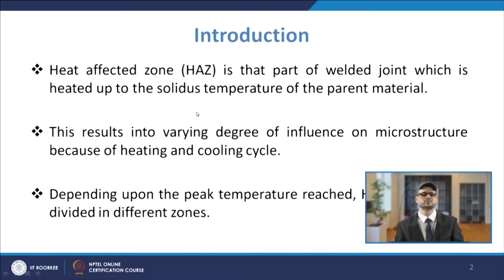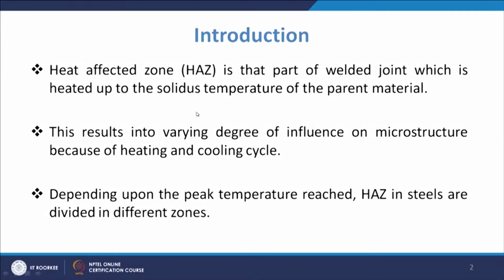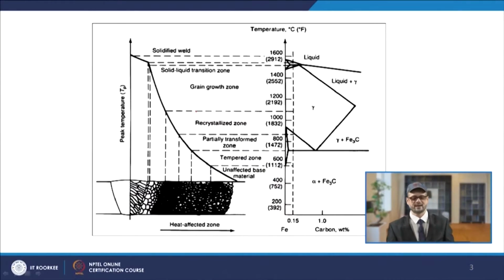Now, coming to the different zones which we talked about, the heat affected zone. In that zone, you can have a look at this heat affected zone in the case of ferrous material, steel. So, here on the right hand side we see the iron carbon diagram, and we can have a feel about the different zones which are formed in the case of the steel.